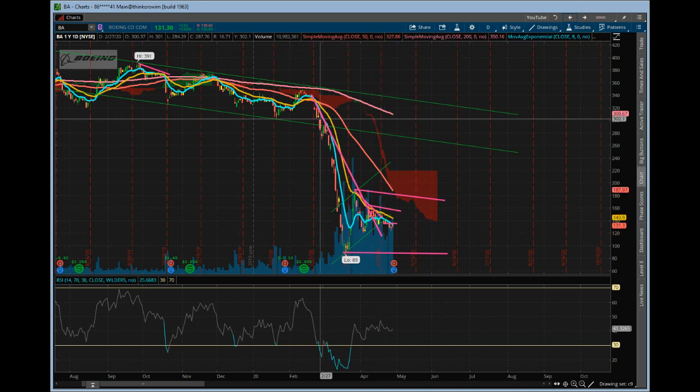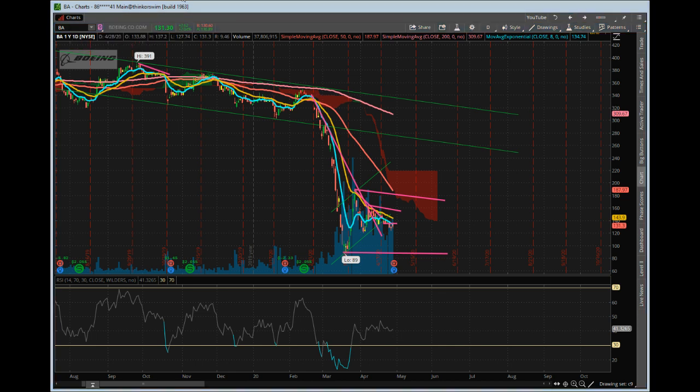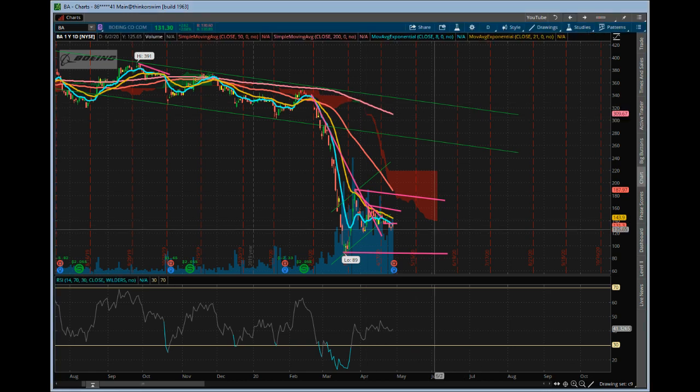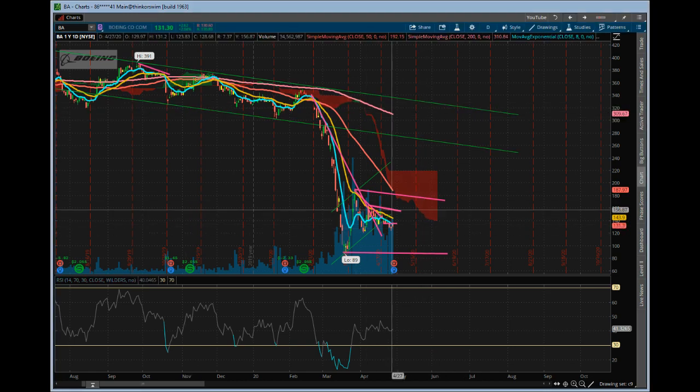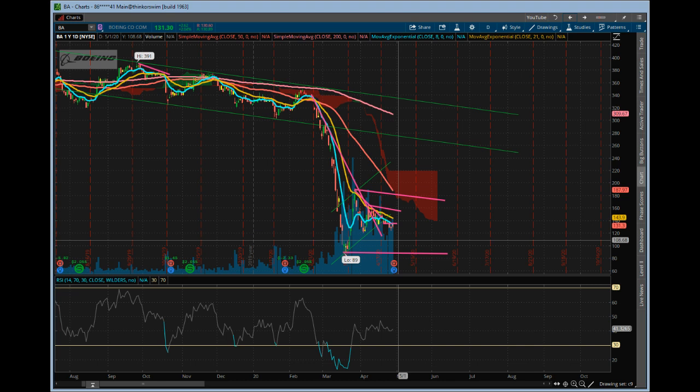I think the expected move on this one is like, what is it, like 10 points? Yeah, about 10 points, one way or the other. So right now we're looking at somewhere around possibly 140, or 120.